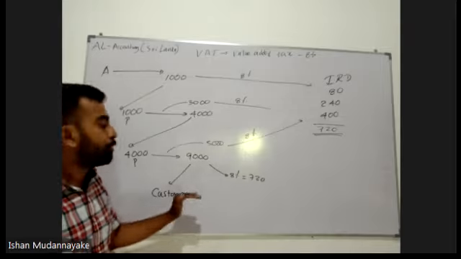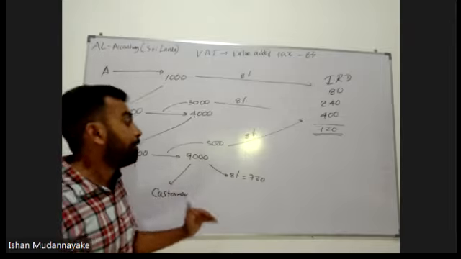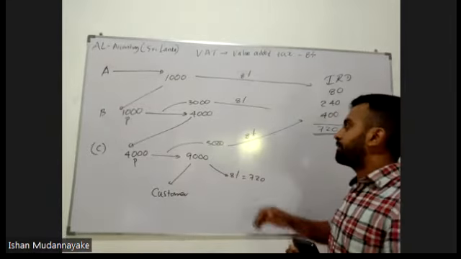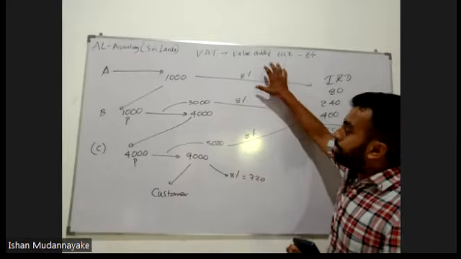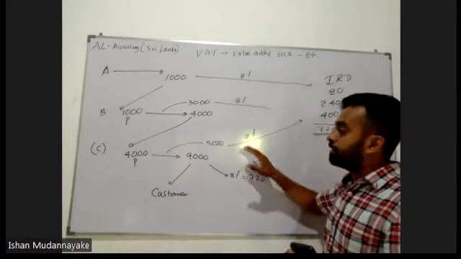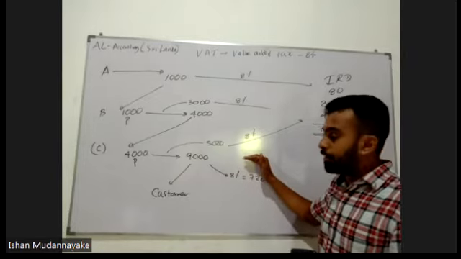Right. So that is the meaning of value-added tax. We can transfer this liability. Company A's liability can transfer to B. B's liability can transfer to C. Company C's liability can transfer to the customer.